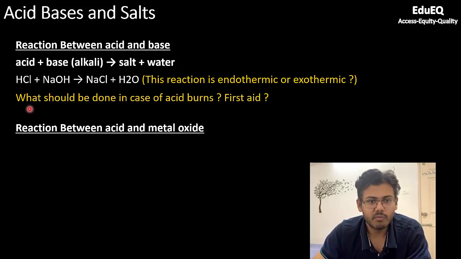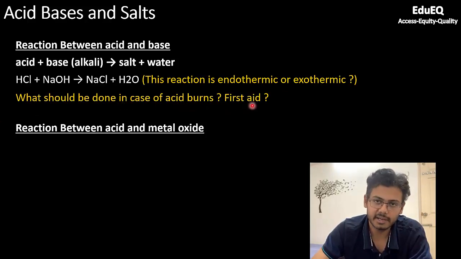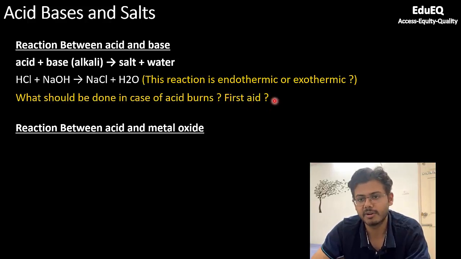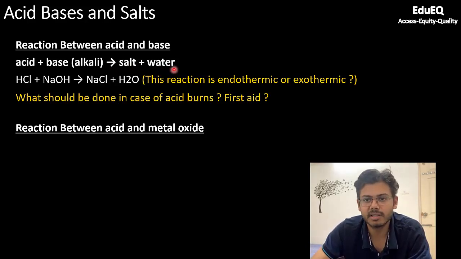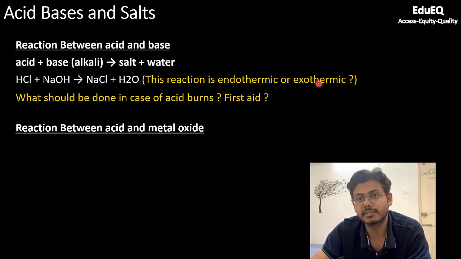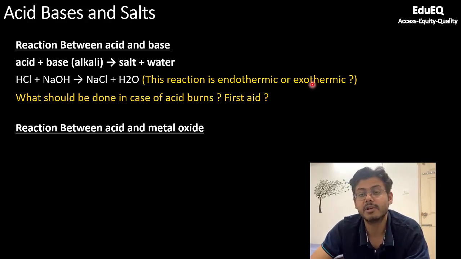Another question for you: what should be done in case of acid burns? What, according to you, should be the right first aid if someone has acid burns? Most people have a wrong idea: since it's an acid, if you put a base on it, it will neutralize the acid to form salt and water, and the effect of the acid will be nullified. But what they forget is this is a highly exothermic reaction. The moment you put a base on an acid burn, a lot of heat will be released, and this heat will only worsen the situation. It will not give you any relief.